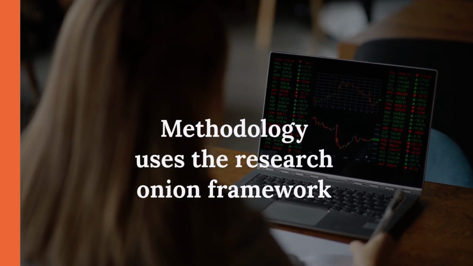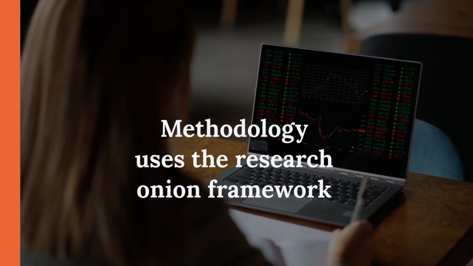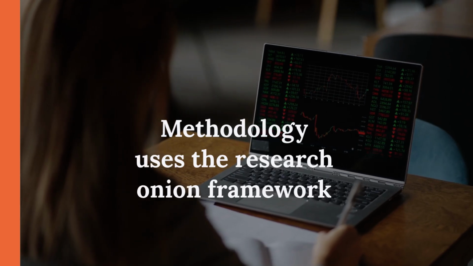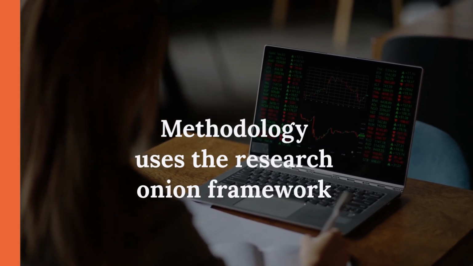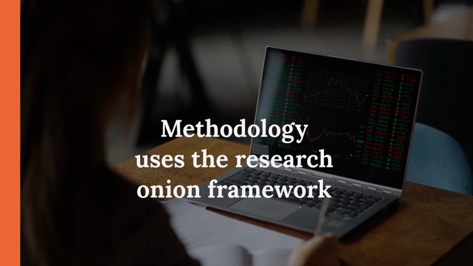The methodology chapter uses the research onion framework. It identifies sampling techniques and sample size. Data collection methods are justified. You'll explain data analysis techniques here. Ethical considerations are also addressed.